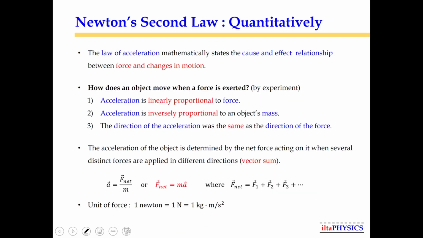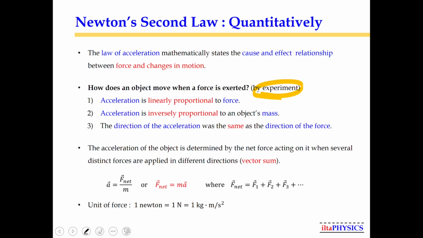Now, let's describe Newton's second law more quantitatively. It's called the law of acceleration, and it mathematically describes how force relates to changes in motion. In other words, changes in velocity. We won't go into complex calculus here. Instead, we'll rely on experimental observations.